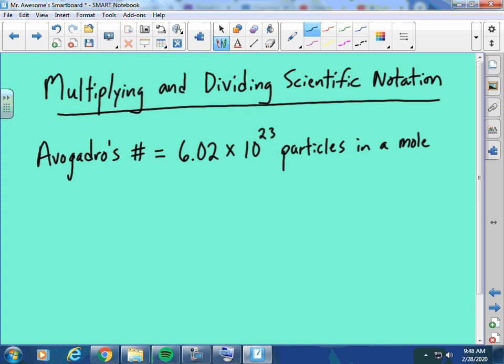And we further clarified that particles could be atoms or molecules, which I like to abbreviate as MCS, depending on the substance that we're dealing with. If we're dealing with an element, then we're talking about atoms. If we're dealing with a compound, then we're talking about molecules.